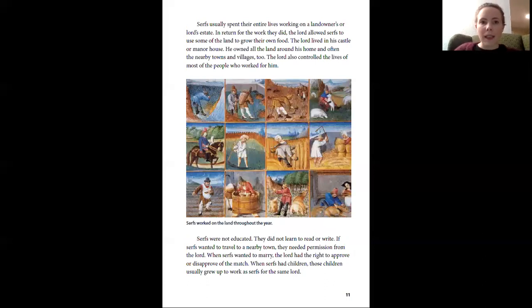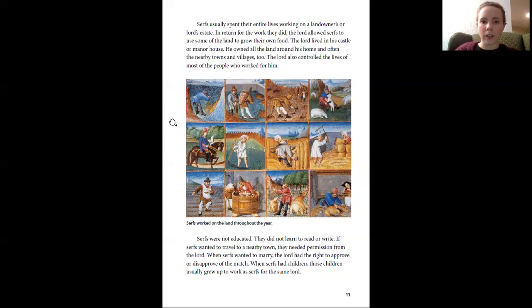Serfs usually spent their entire lives working on a landowner's or lord's estates. In return for the work they did, the lord allowed serfs to use some of the land to grow their own food. The lord lived in his castle or manor house. He owned all the land around his home and often the nearby towns and villages too. The lord also controlled the lives of most of the people who worked for him.